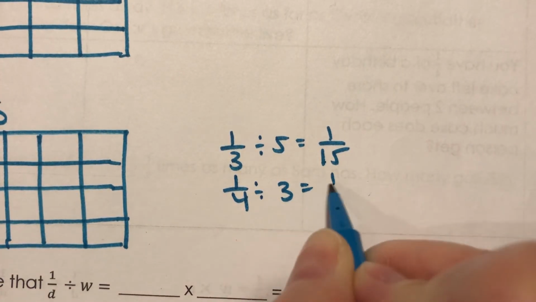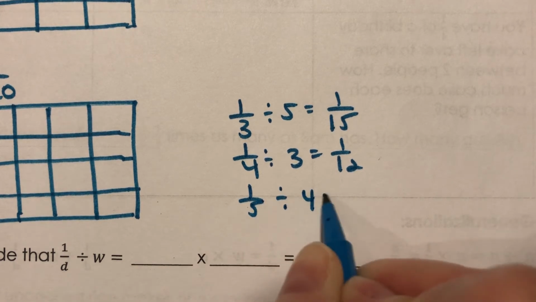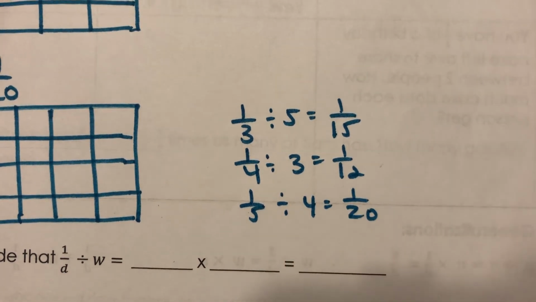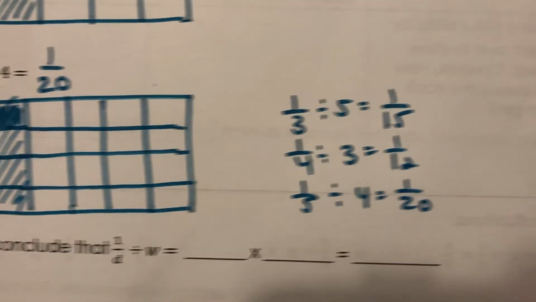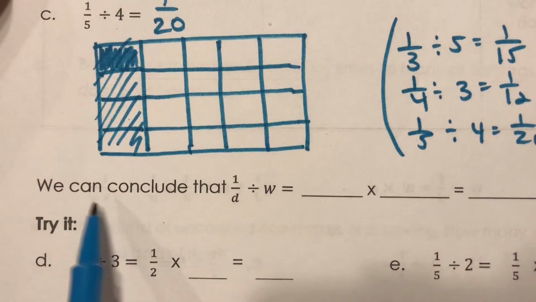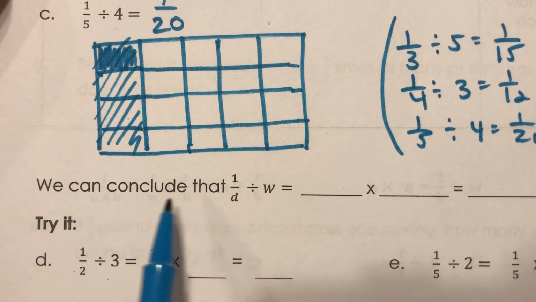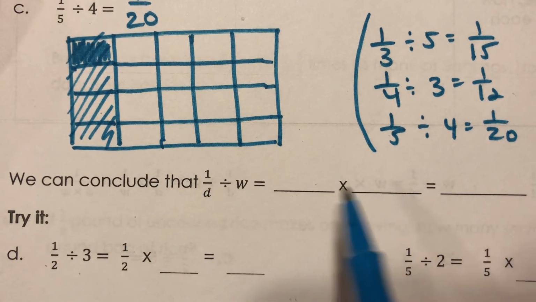1/4 divided by 3 is 1/12. And again, you don't have to write this part because you can see your whole paper at once. But with mine, if I back away too much, then it's hard to see the rest of everything because it's too teeny tiny. So these are the equations we just did, right? I ask you here, or I say, we can conclude that. So based on these patterns, what conclusions can we draw?